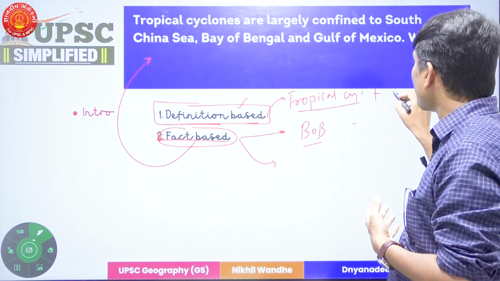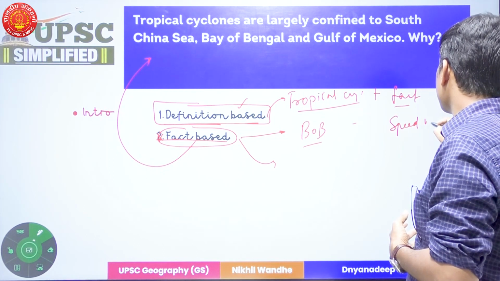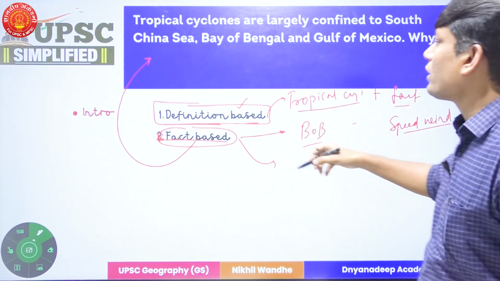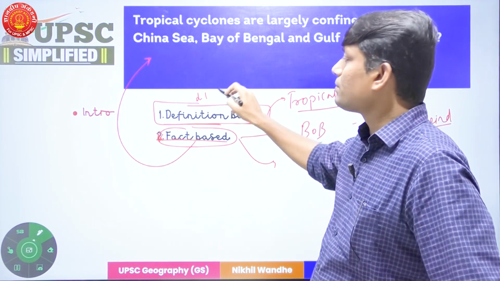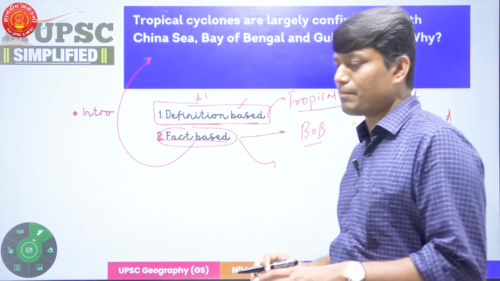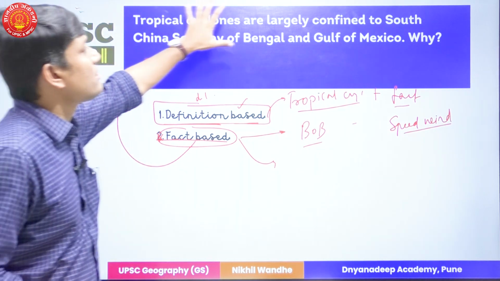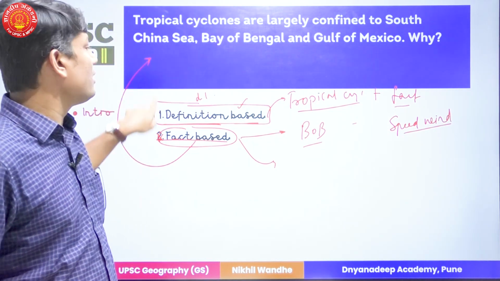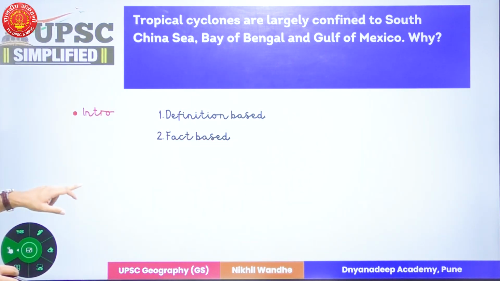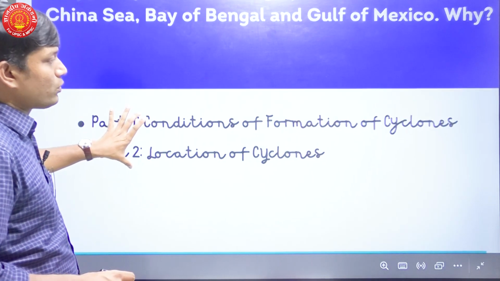Also in that part, add some facts such as the speed of wind which we find in a tropical cyclone. This way you can have a combination of definition plus fact in your introduction. So my introduction is very simple. I'm not trying to be very fancy, because I have to address the scientific explanation regarding the location of cyclone. Fine. Now having introduced with the definition, I will move on to the body part of this question.